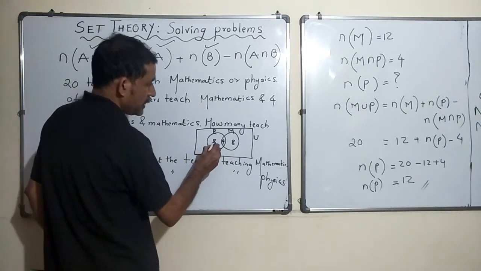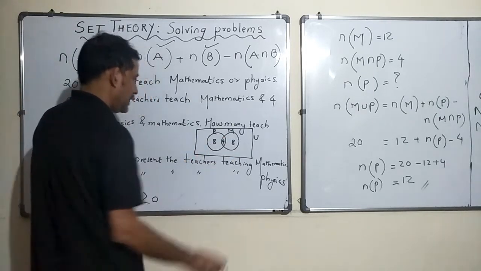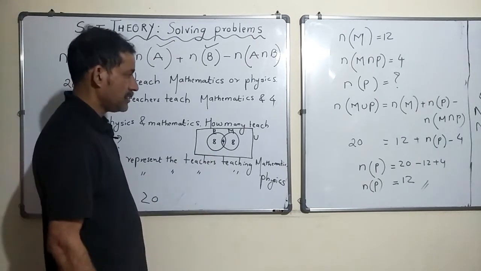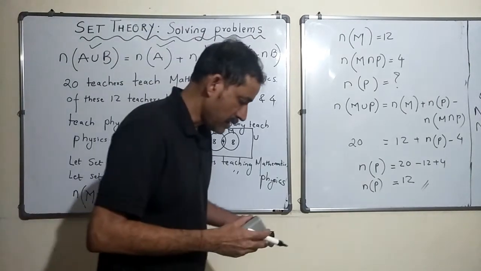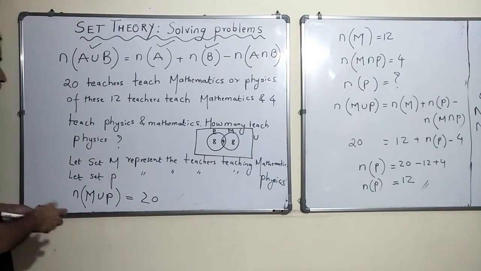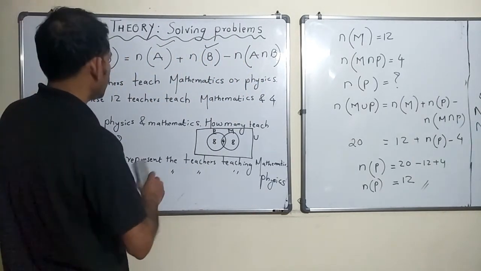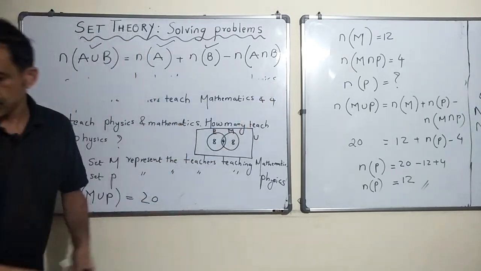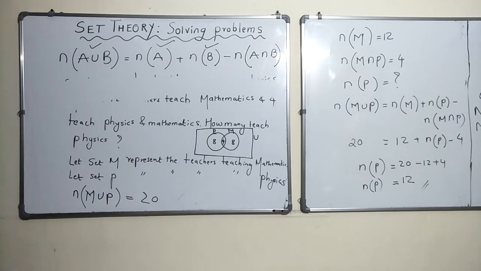Let's see if this comes to 20. 8 plus 4 is 12 plus 8, 20. Alright. And anyway, I think, yeah, that should be it. So think in a logical way and things should be easy, right? Use this formula wherever possible and solve the problems. Okay. So let's move on to the next problem. Probably also our last problem.